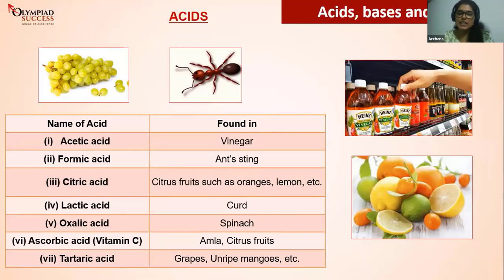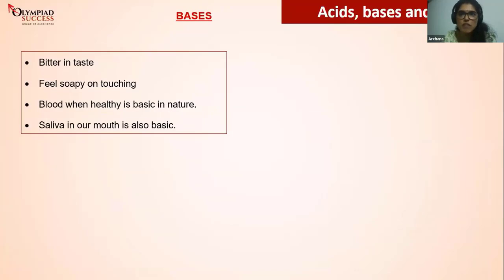Citrus fruits, as I said, have citric acid, and amla contains ascorbic acid. Also grapes and tamarind contain tartaric acid. So these are some examples of acids found in our regular day-to-day life. Acids by taste are sour. We'll be looking at the properties of acids further in our coming classes. This is just an introduction to acids and bases.